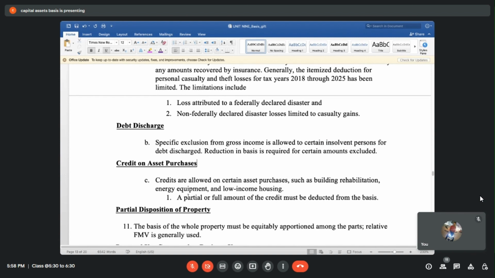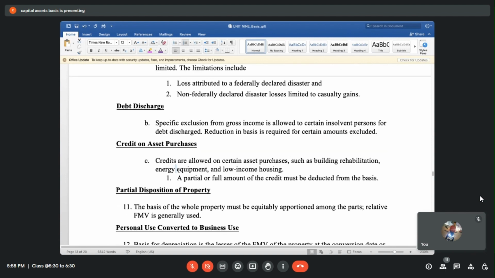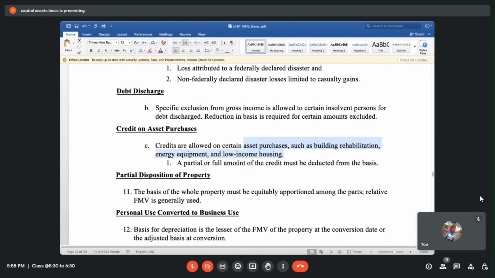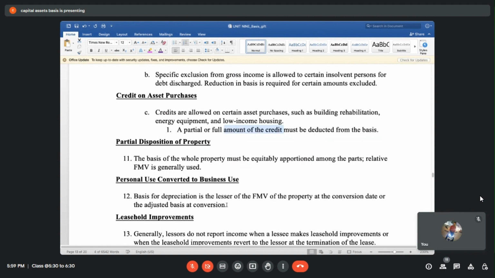Credit on any assets purchased. This is the same example that I gave. If there is a building, a rehab, or energy equipment, or solar panels, things like that have been installed, and if we are getting some kind of credit back from the government in the form of a tax benefit, that will adjust the basis of the property.